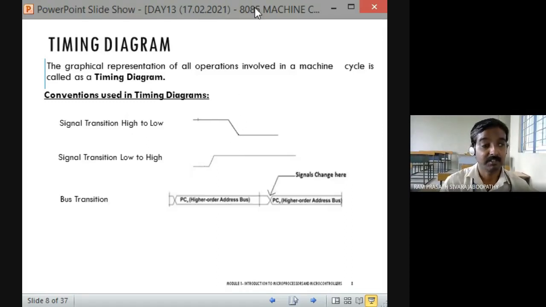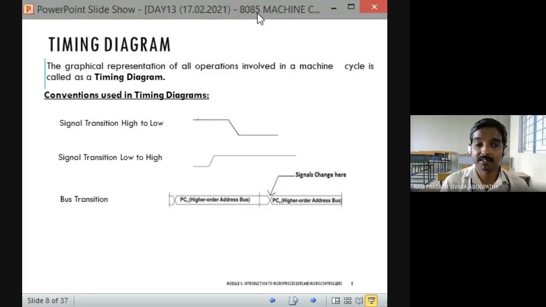Then, bus transition. We all know a bus is not a single signal, whereas in this diagram it is a single signal that can change from 1 to 0 or 0 to 1. What about a group of signals? A group of signals means 8 lines. How many lines does the data bus have? 8 lines. What about the size of the address bus? Yes, 16 lines.